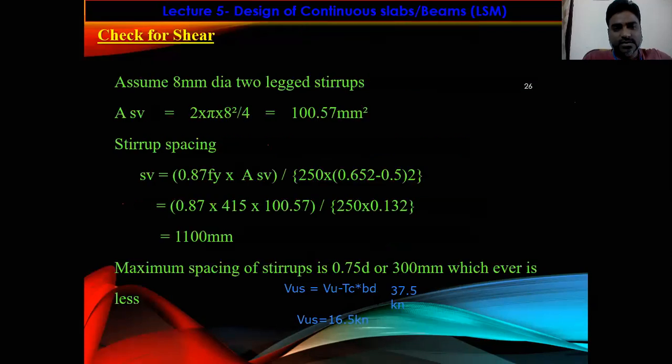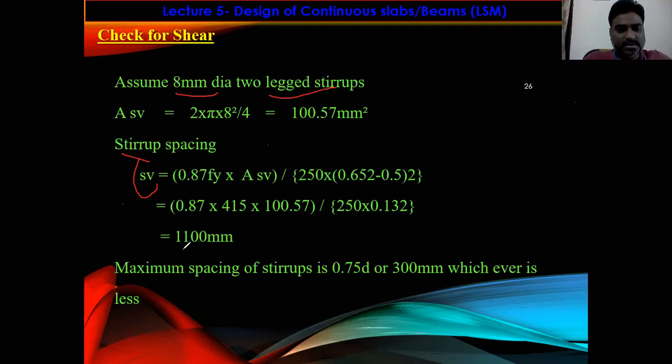So therefore, you can calculate the Sv value based upon this, right? So from this I calculated the spacing. Yes, I have assumed 8 mm diameter, 2 leg vertical stirrups. So corresponding to that vertical stirrups, I have calculated the spacing. So I required 1100 mm, right?